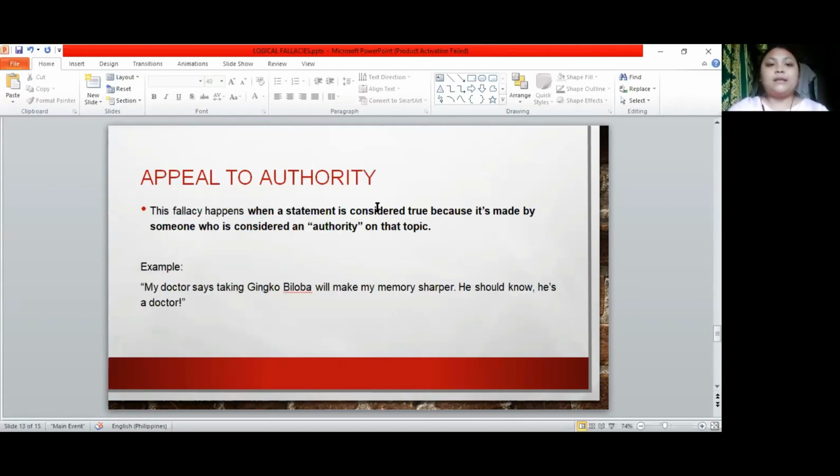fallacy that we will discuss is the appeal to authority. This fallacy happens when a statement is considered true because it's made by someone who is considered an authority on the topic. For example: my doctor says taking ginkgo biloba will make my memory sharper. You should know he's a doctor. Based on that example, a person is believing the statement of his doctor because he believes that he knows everything, especially in that field.